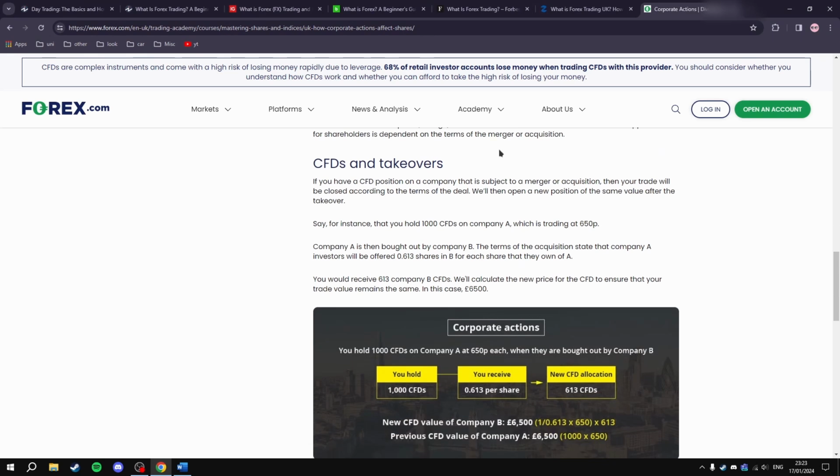CFDs and takeovers. If you have a CFD position on a company that is subjected to a merger or acquisition, then your trade will be closed according to the terms of the deal. We'll then open a new position of the same value after the takeover.